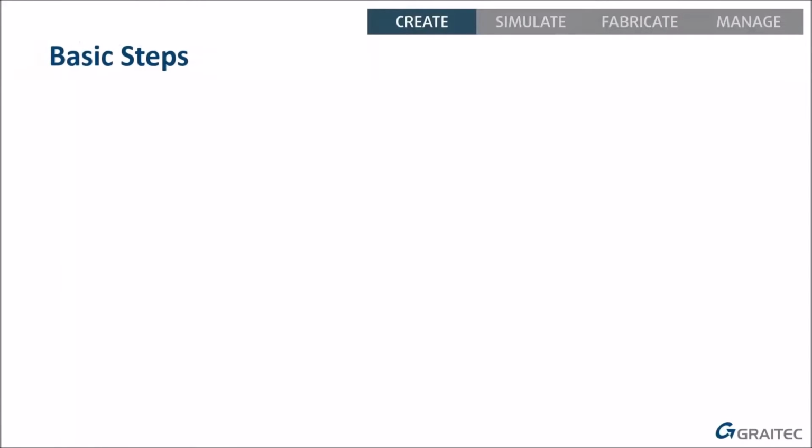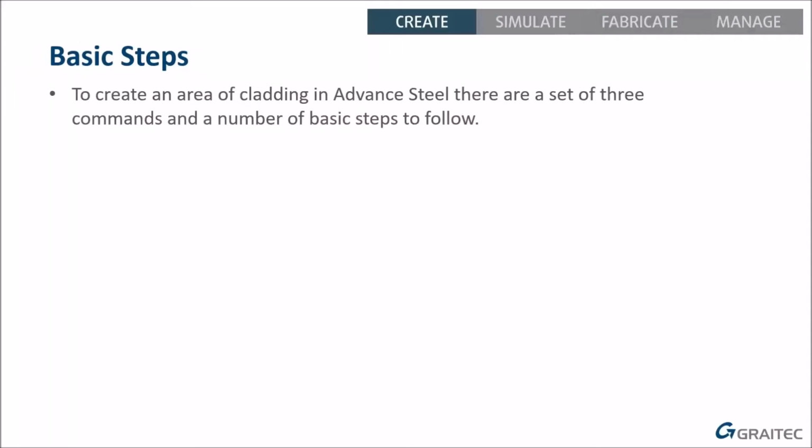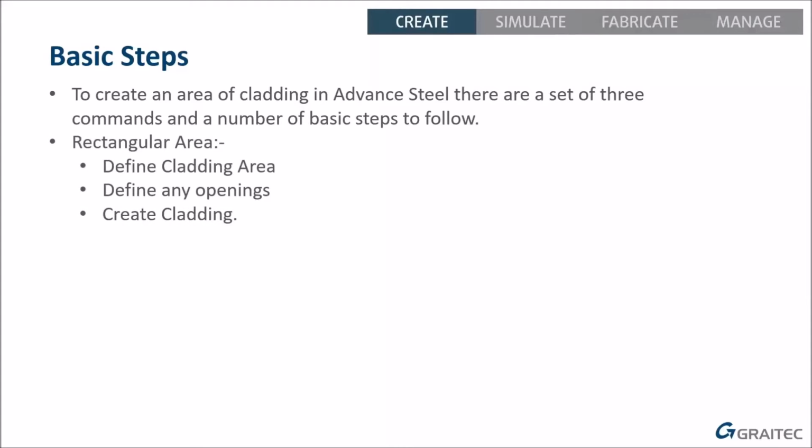So, the basic steps for creating any cladding in your model. To create any cladding area, Advance Steel has a set of three commands that work together, and you have to follow the same basic steps each time. If it's a simple rectangular area, you can use the define cladding area command to directly define the area. Then you can define any openings in that area, and that's the second command. Then you use the create cladding command to actually make the sheets filling up the area.